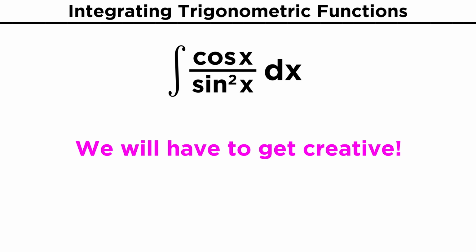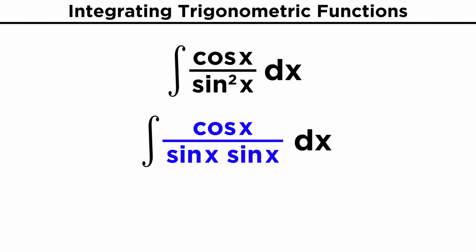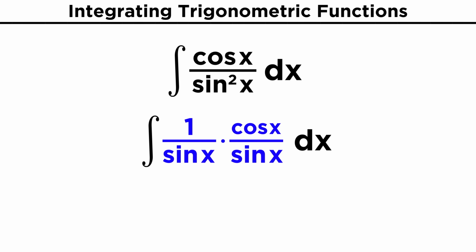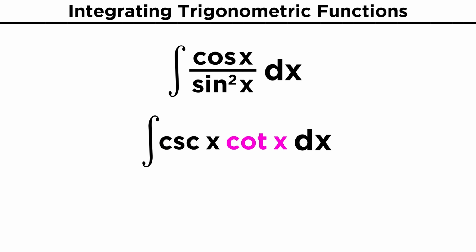What if we write out sine squared as sine times sine? We could then split this into the product of two fractions, 1 over sine times cosine over sine. Then we could take 1 over sine and turn that into cosecant, and we can also take cosine over sine and turn that into cotangent. Now we have cosecant x cotangent x, and that is one of the common derivatives we have memorized. So this will become negative cosecant x plus c.